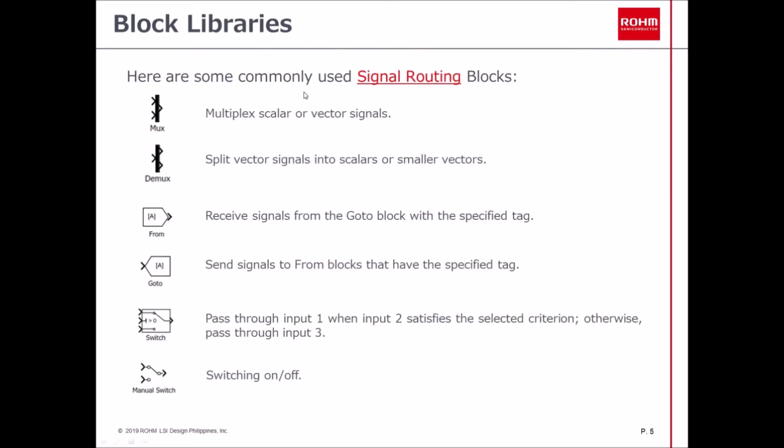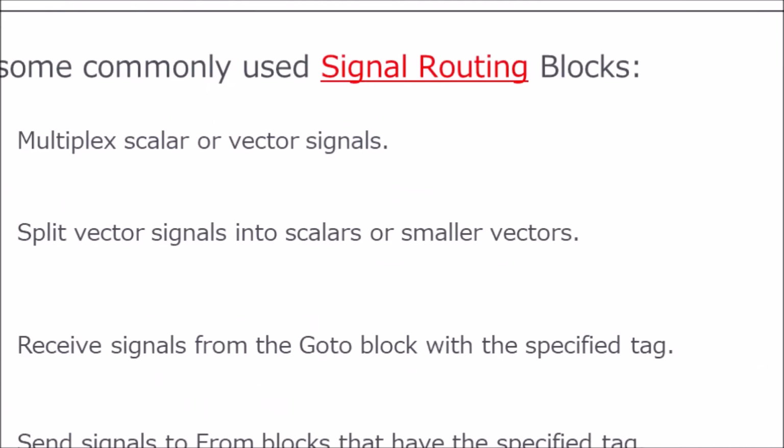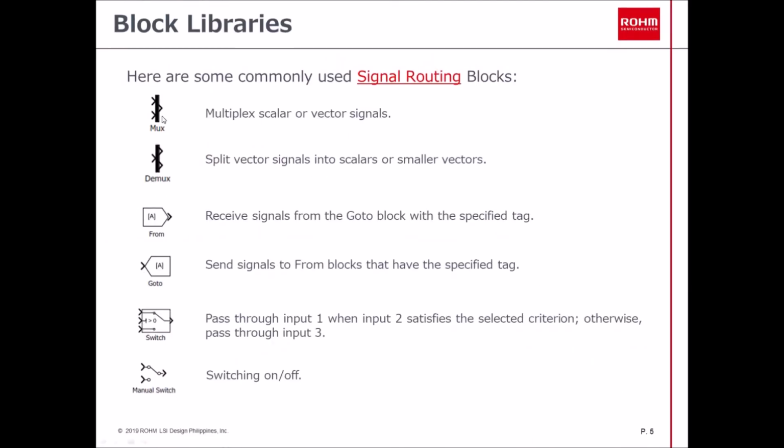Here are some commonly used signal routing blocks. Multiplexer, demultiplexer, From block, which receives signals from the Goto block with a specified tag, Goto block, which sends signals to From blocks that have the specified tag, switch, and manual switch.